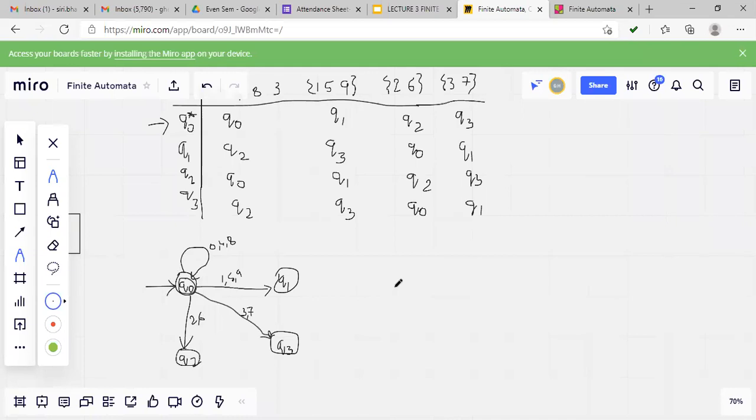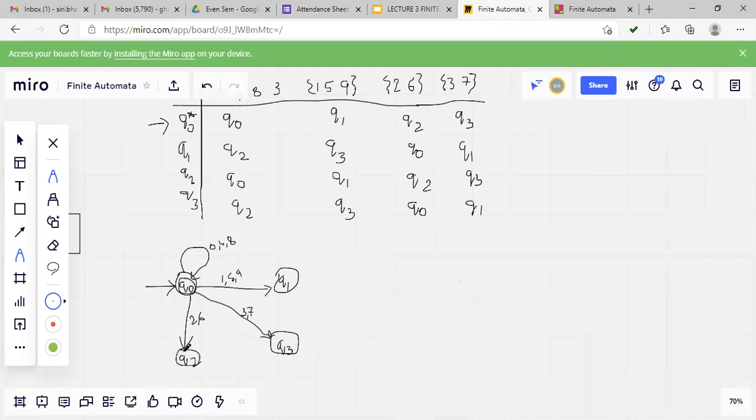I hope this is clear. Do you want me to complete this, or will you people do this? Or shall we move on to the next example, students? Okay. Fine. Someone said show Q2 also.